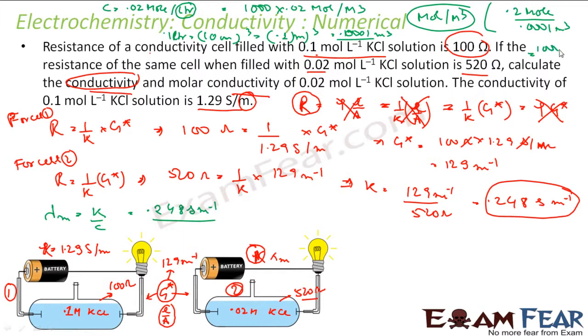This is nothing but 1000 into 0.2 moles per meter cube. Correct? And that's what we have done. 1000 into 0.02, actually it's 0.02. So we saw that this is nothing but 20 moles. 0.02 into 1000 is nothing but 20 moles per meter cube. So this becomes 20 moles per meter cube. I hope you understand.